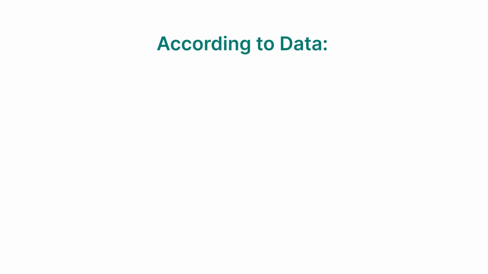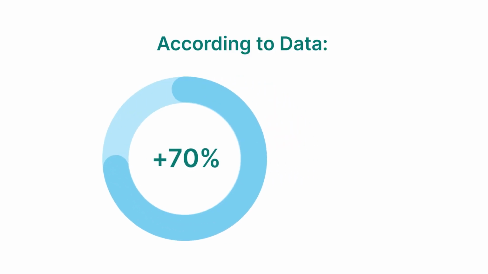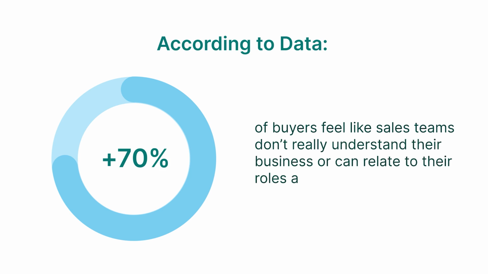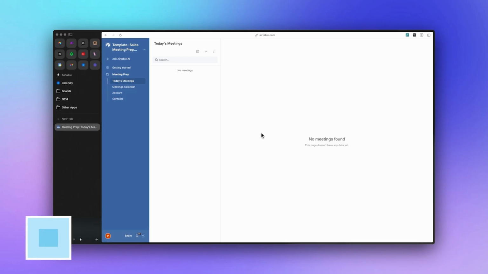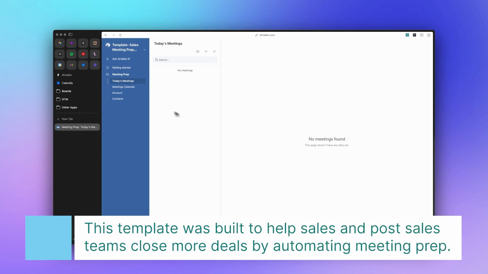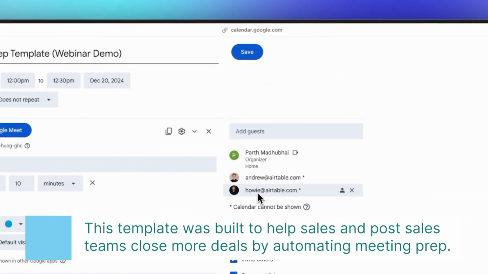According to data from Forrester, over 70% of buyers feel that sales teams don't really understand their business or can relate to their roles and responsibilities. This template was built to help your sales and post-sales teams close more deals by automating meeting prep.